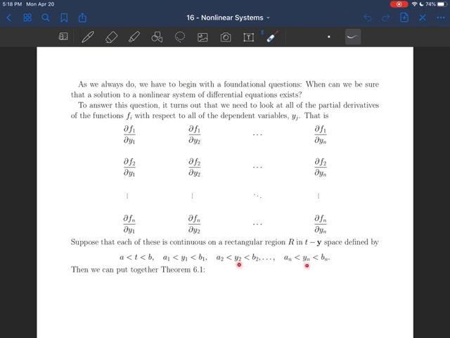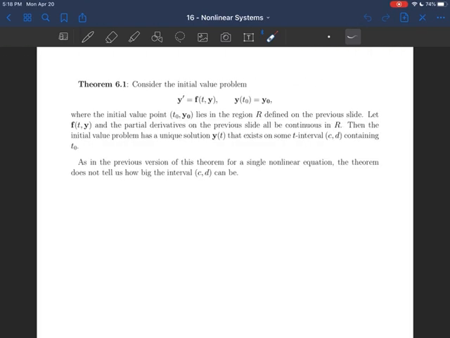And then what we need to find is, for each of these functions, some kind of common domain where things make sense. So can we find an interval for t, an interval for y1, an interval for y2, an interval for yn, where these partial derivatives all exist and, as it turns out, are continuous? If we can do that, then we can put together an existence theorem in the form of theorem 6.1. All right, so you might want to pause this now to write this down. I know it's a long slide, but I'm going to move on to the theorem. So what does 6.1 say?